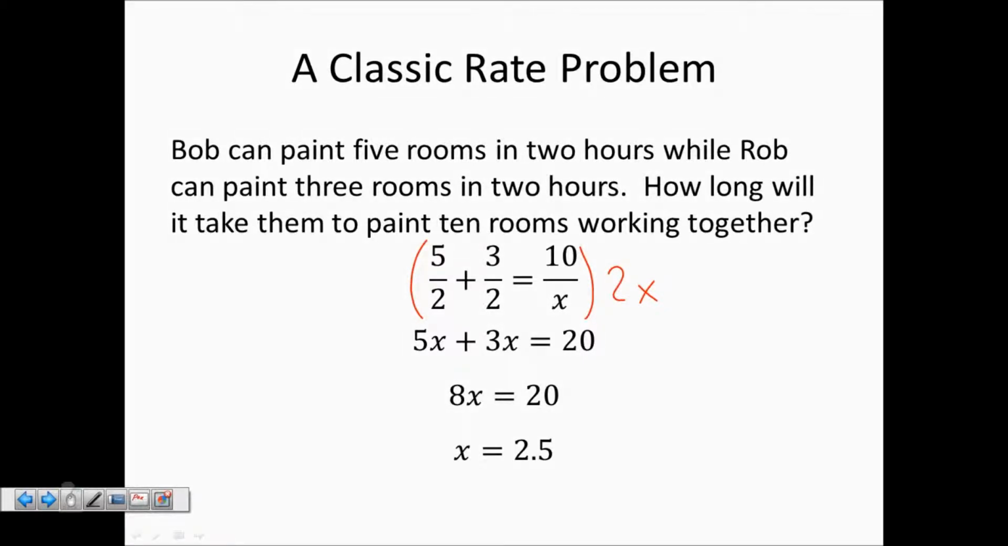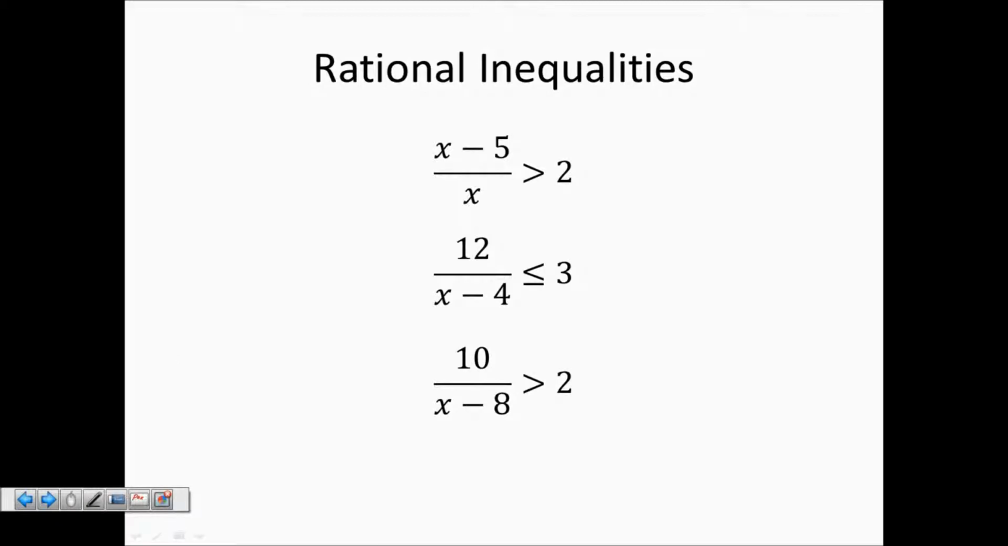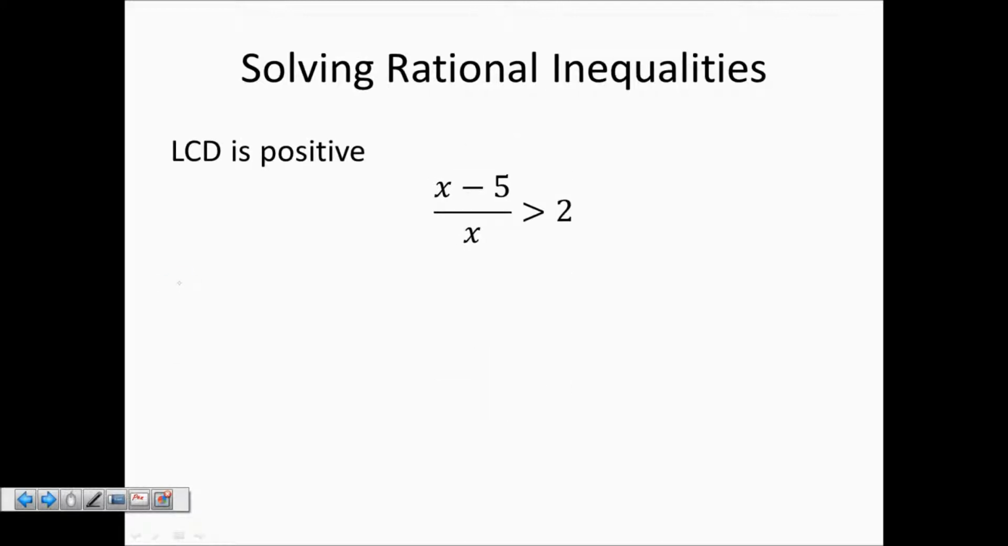All right, so let's continue on by talking about rational inequalities. A rational inequality looks a lot like a rational equation, except it's got an inequality symbol. So instead of saying x minus 5 over x equals 2, we might have x minus 5 over x is greater than 2. So we're going to take a look at how to solve these. Obviously, it's going to be different, but similar to solving rational equations.